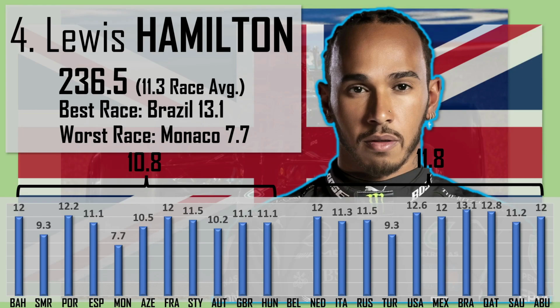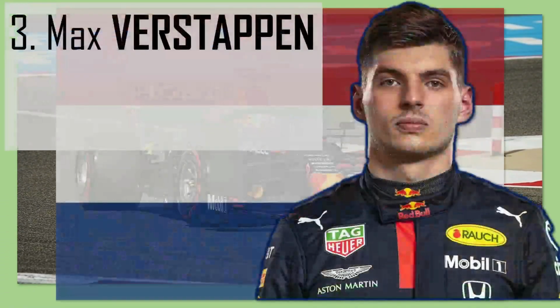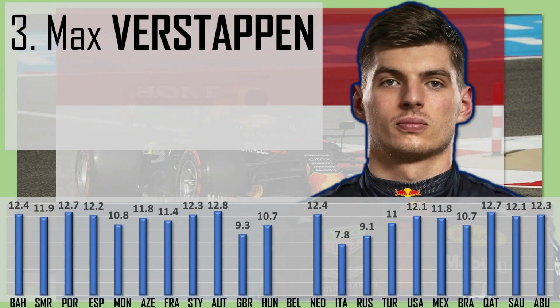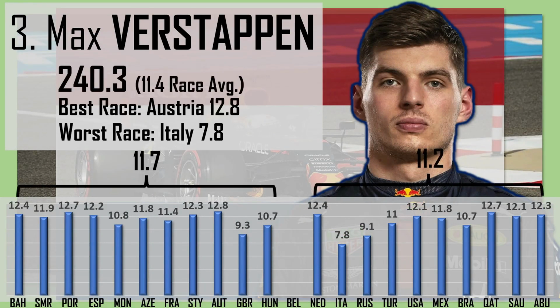And so we move into our top 3. And for P3, it is Max Verstappen, the world champion of 2021. He had a season's total of 240.3 with an 11.4 race average score. He had a best race result of Austria with 12.8 and a worst race result of Italy of 7.8. Now, Verstappen had an exceptional first half of the year, scoring 11.7. However, he dipped ever so slightly in the second half of the year, scoring just 11.2.